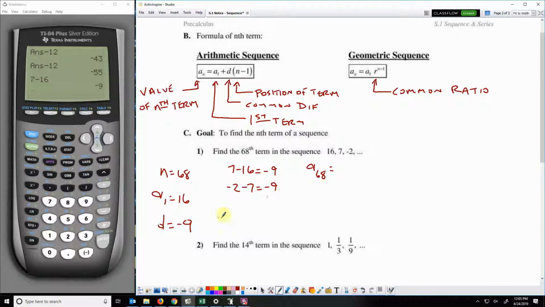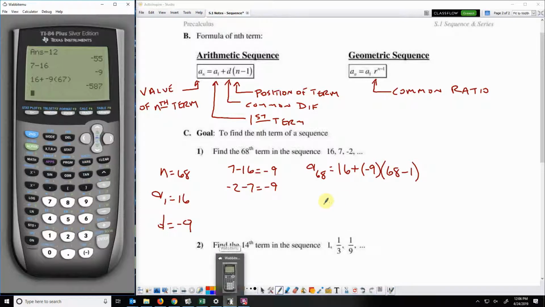A sub 1, and because it's a common difference, I know I'm using the arithmetic sequence formula. So a sub 1, the first term, is 16, plus the common difference, negative 9, times n, which is 68, minus 1. So 16 plus negative 9 times 67. So the value of the 68th term is negative 587.